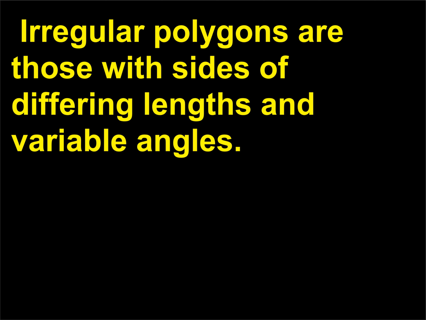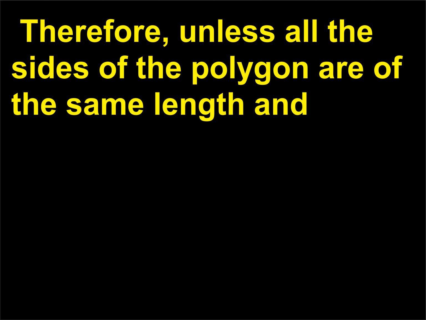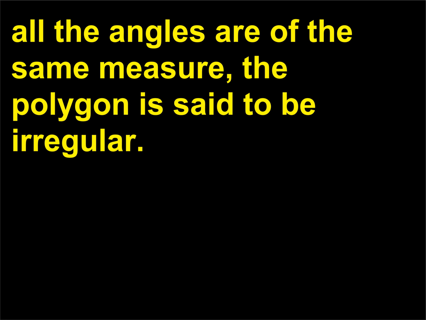Irregular polygons are those with sides of differing lengths and variable angles. Therefore, unless all the sides of the polygon are of the same length and all the angles are of the same measure, the polygon is said to be irregular.